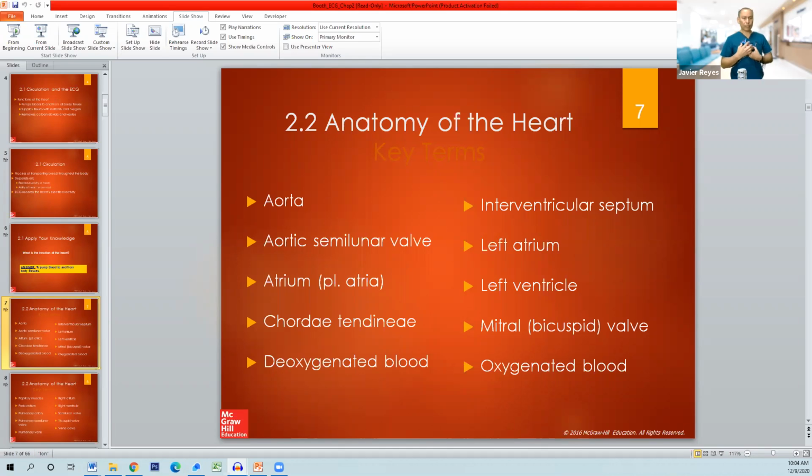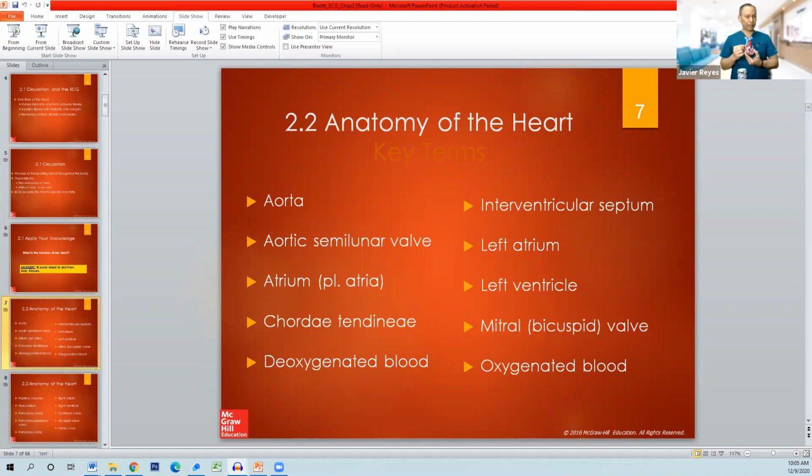Now, let's look into the chambers and valves of the heart. The heart itself is composed of four chambers. Let's look at this model here. The upper chambers of the heart, we call them the atria. We have two of them, so the plural for atrium is atria. You have your right atrium and your left atrium, and then you have your major chambers, which are your right ventricle and your left ventricle. They work together, but at the same time they have very different jobs.